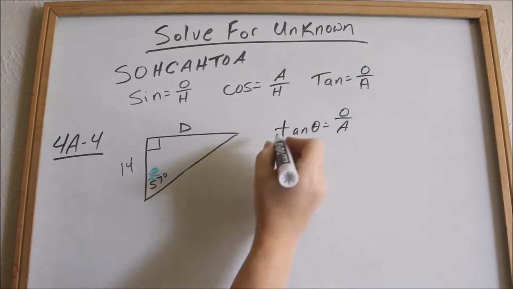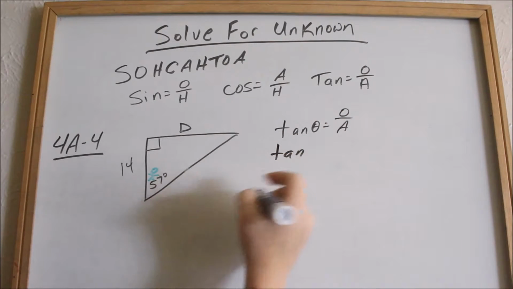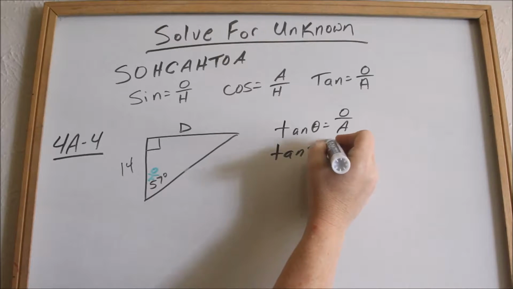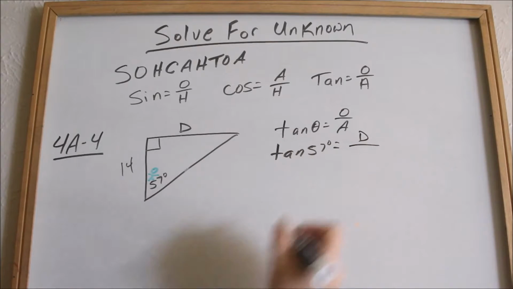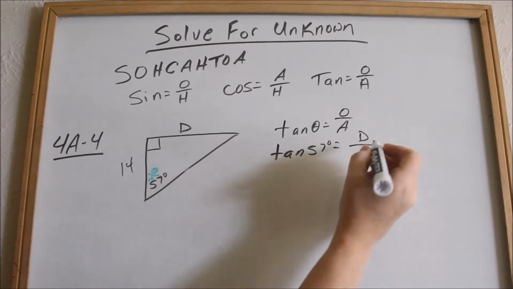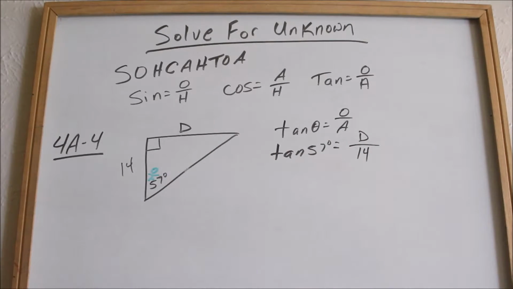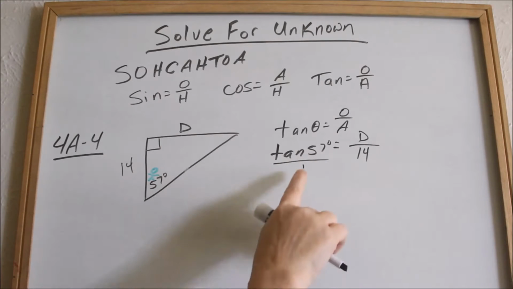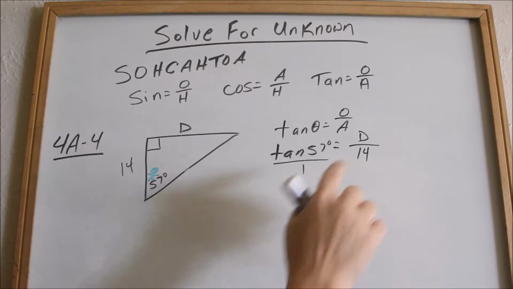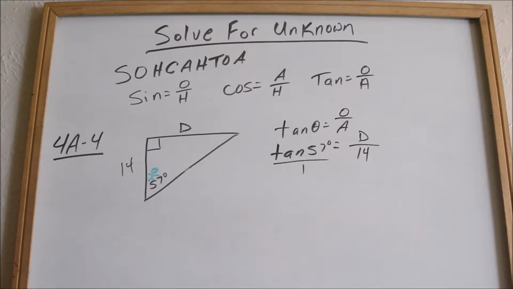So now we can just fill in what we know. Tangent of, we know our angle is 57 degrees, the opposite side is our unknown, D, and the adjacent side is 14. So we are trying to solve for D. At this point, there's a lot of different ways that you can solve this. My personal favorite is cross multiplication. Anytime you can turn this into a fraction, when you have a fraction set equal to a fraction, you use cross multiplication to solve.